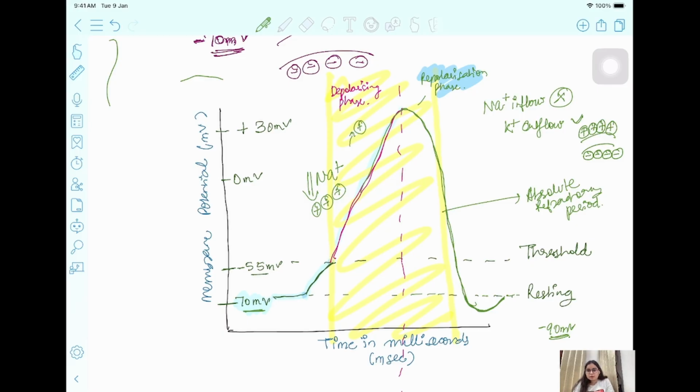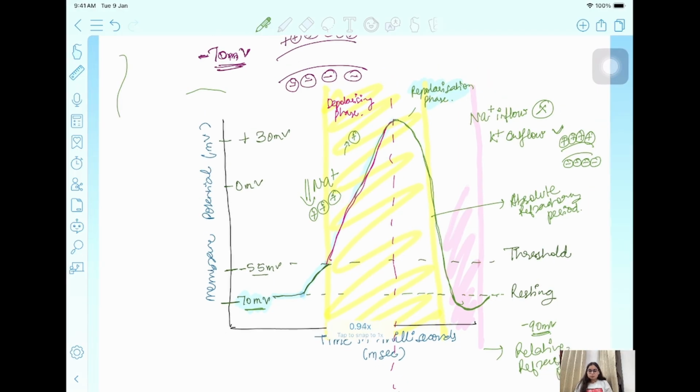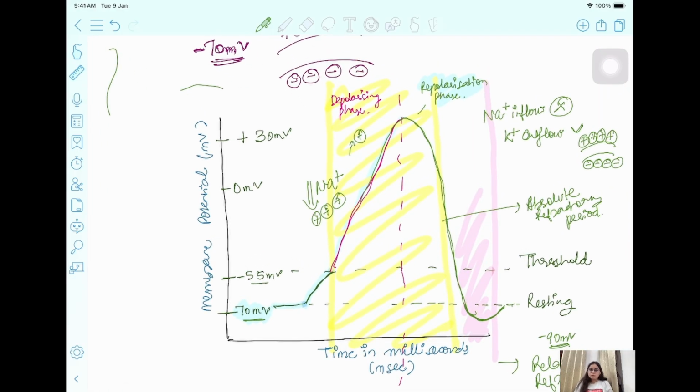Other than the absolute refractory period, there's another phase also. This period is called the relative refractory period. During this period, another action potential can be generated, but with a stronger stimulus. So this was all about the action potential, how the neurons communicate with each other. Thank you so much.